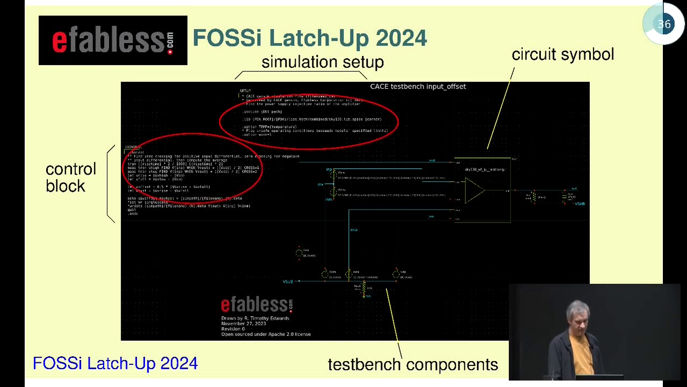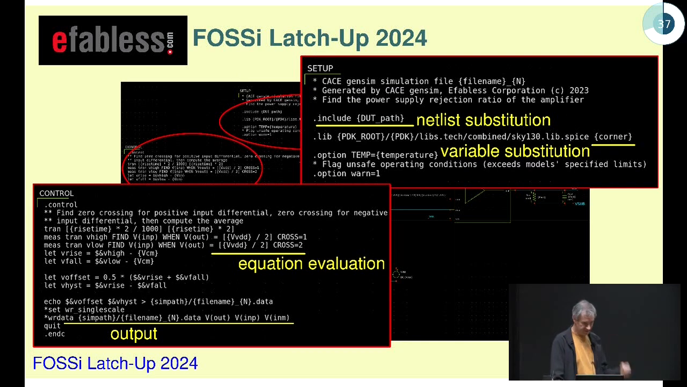And in the test bench, you should only have test bench components and any setup that you need for the simulator. So looking at the simulation setup and the control block, the heart of this thing is that within your test bench, you have variables. So I'm effectively extending the syntax of ngspice here by allowing things like my include file to be a variable that CACE knows about. So when it wants to find the schematic netlist or the layout netlist, it will substitute the right one into there. You can substitute in the temperature and the corner. So all of these things are coming from what is described in that characterization file.